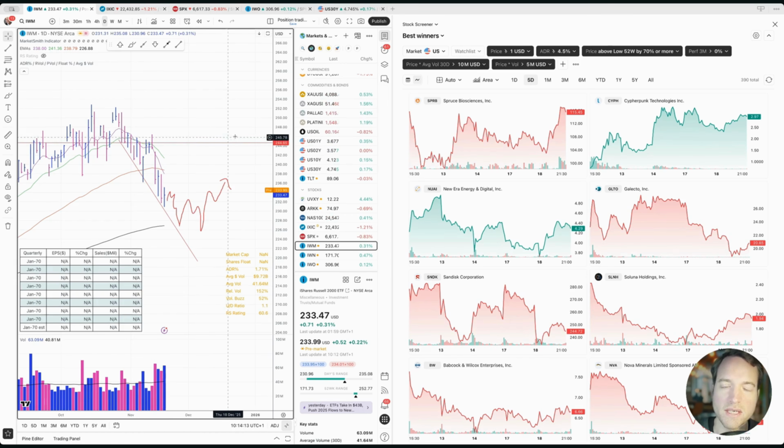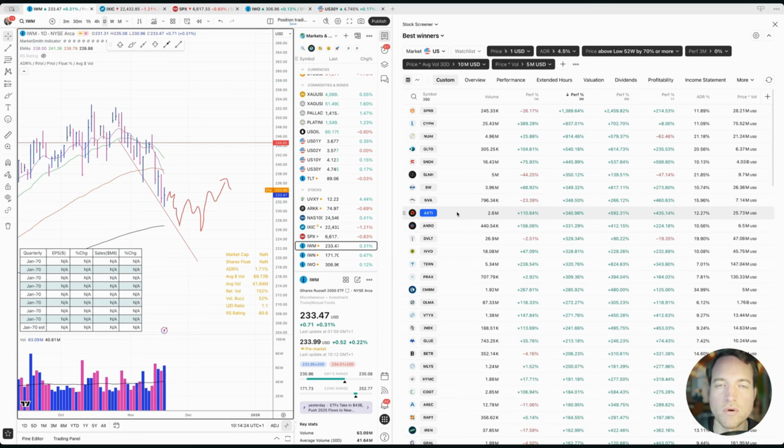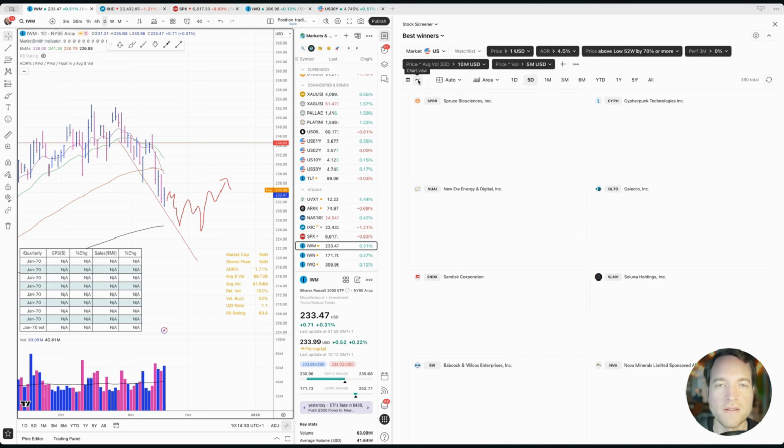On the left side you have your chart, in the middle your watch list, and on the right side you have your screener. And there are a lot of options in the screener. For example, you can use a table view of all the stocks that come up in the scan, or you can use the chart view. And I usually use the chart view.